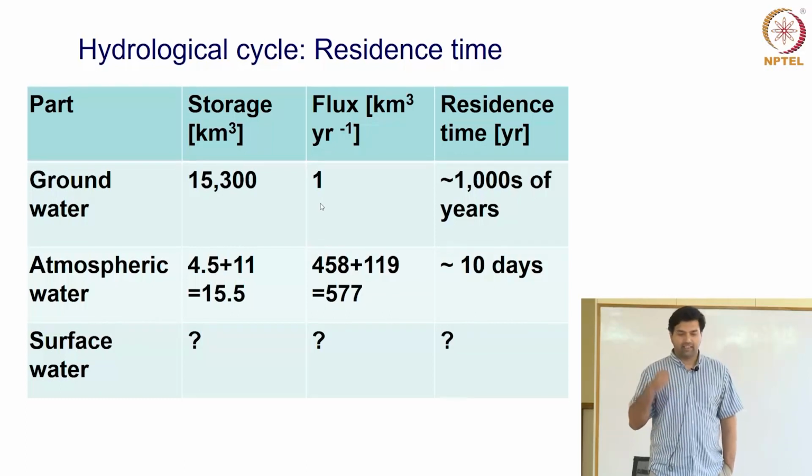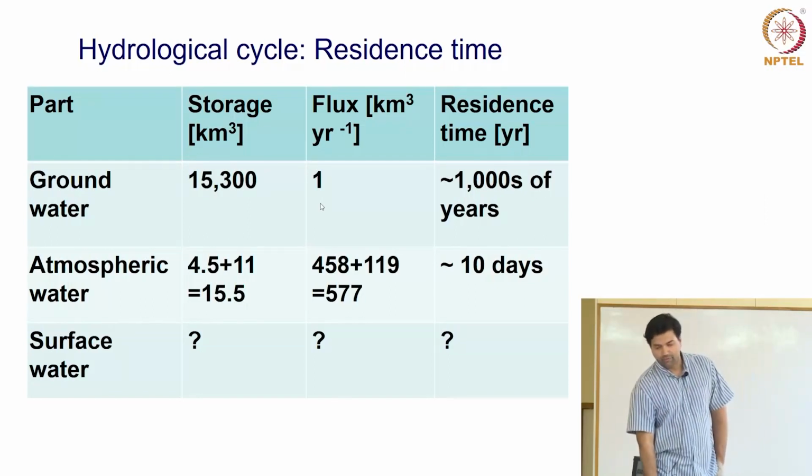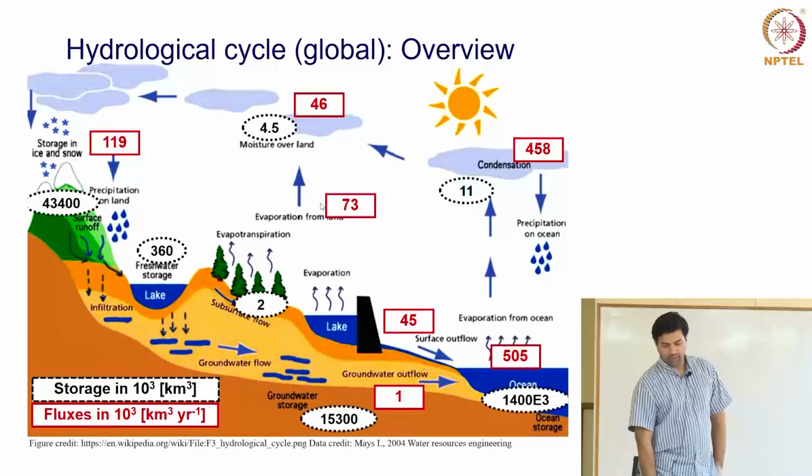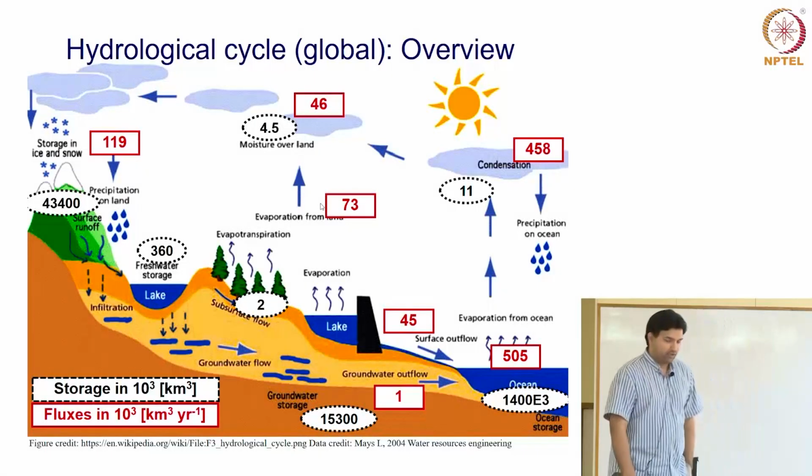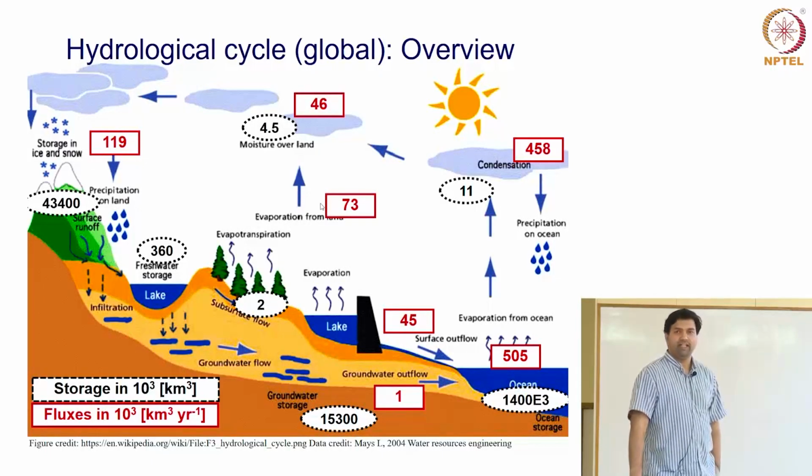So I'll leave this as an exercise for you. Why don't you do a quick calculation for what the surface water storage will be, what the surface water flux will be, and so how much the residence time will be. So maybe you can do a quick math with your fluxes and storages. Storages are in black and fluxes are in red. Now can someone tell me what numbers we will get?